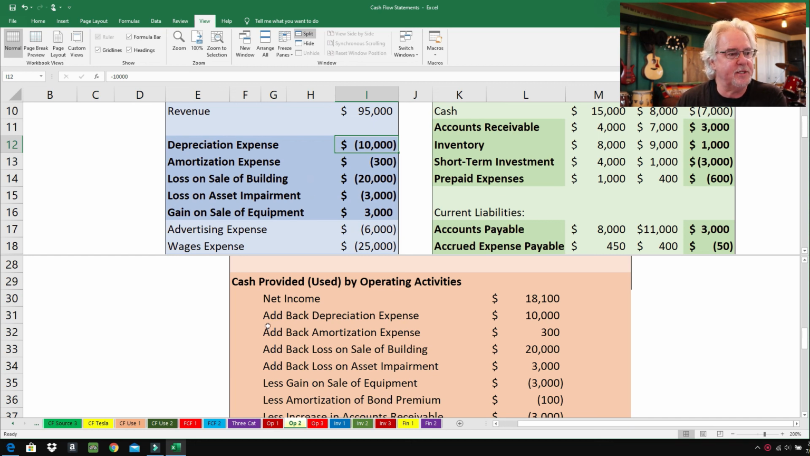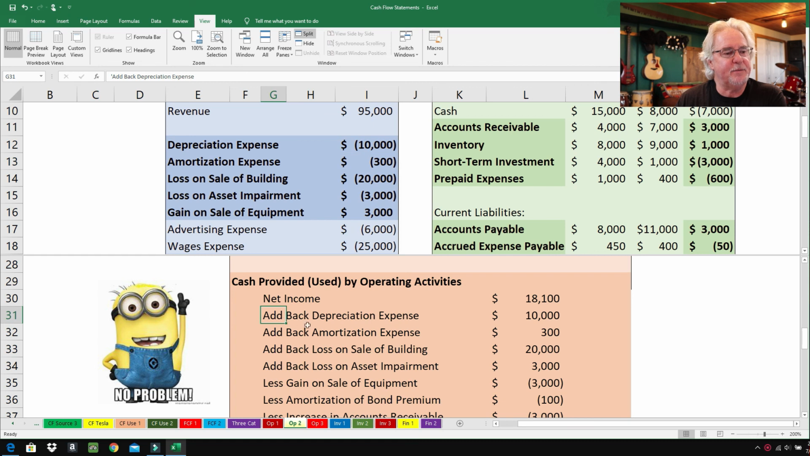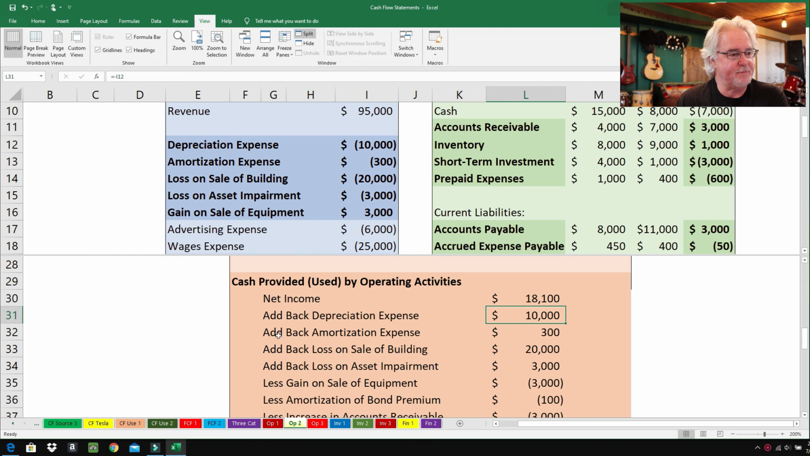And it's important to list it like this too. Add back depreciation expense. And I know that's a lot of writing or a lot of typing, but it's just what you have to do. We need to be very descriptive. So add back depreciation expense, $10,000. Add back amortization expense, $300. There, we get it right off of there. Add back the loss on the sale of the building, $20,000. There you go. That's a non-cash item, and we're adding it back because losses and expenses are like cousins. They behave the same way.